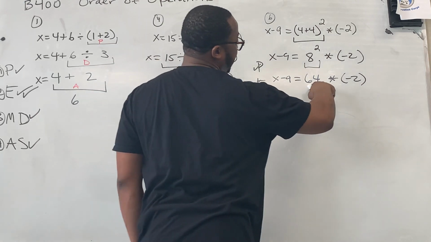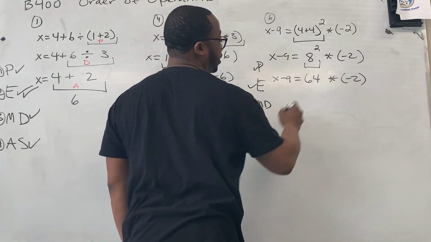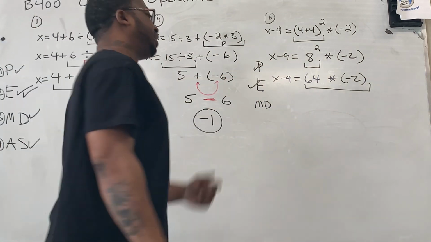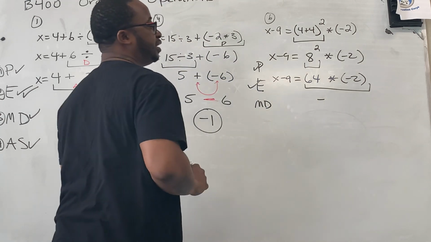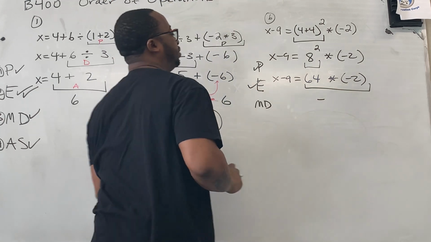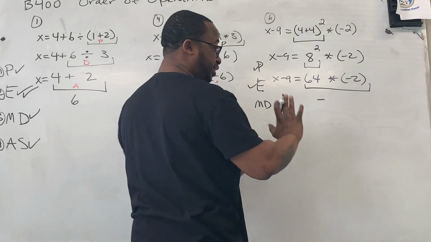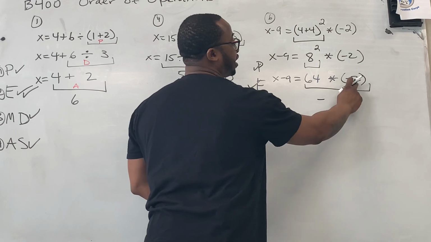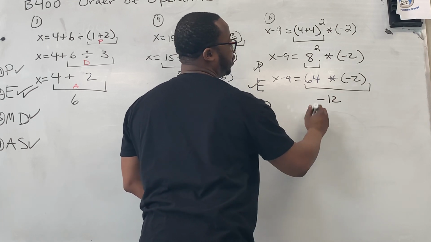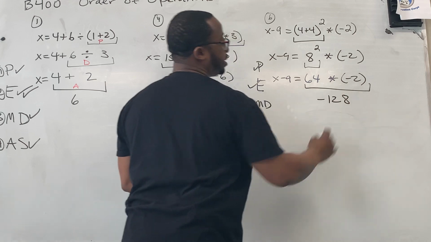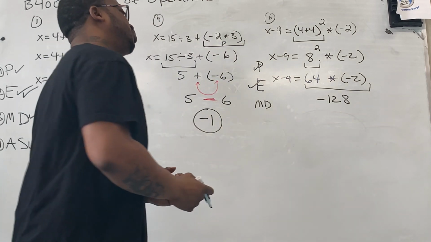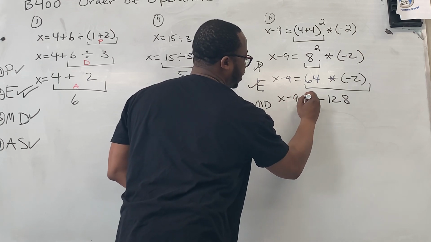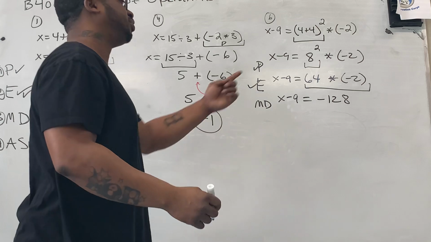Now we have 64 times -2 here, which is our multiplication. 64, so positive times a negative is gonna give us a negative. Now 64 times 2. If you have a hard time with multiplication, you can always do it like this. If it's one number here, 6 times 2 is 12. 4 times 2 is 8. So you have -128. And we're gonna bring down what we have left over here, which is x minus 9 equals -128.